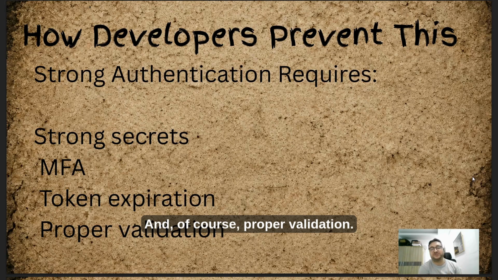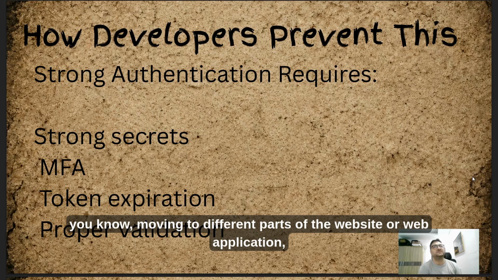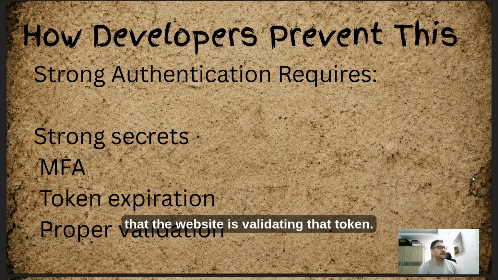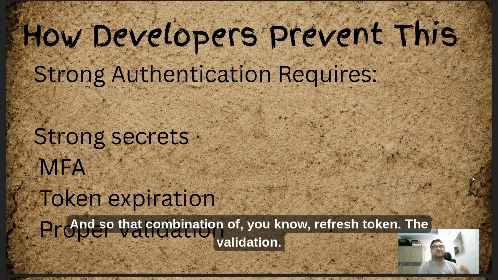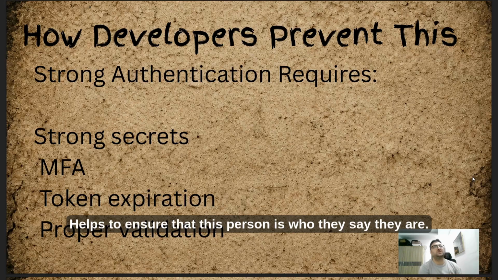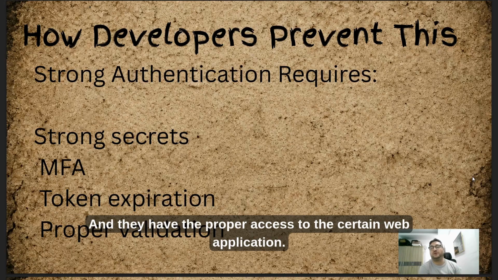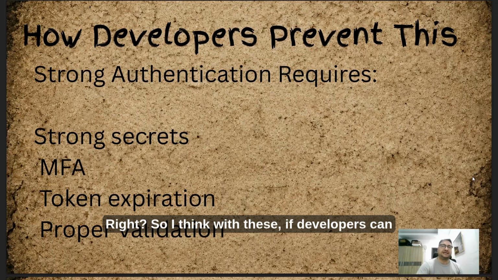And of course, proper validation. So we need to make sure that every time a user is logging in or they are moving to different parts of the website or web application, that the website is validating that token. And so that combination of the refresh token, the validation, stuff like this, helps to ensure that this person is who they say they are, and they have the proper access to the certain web application, right? So I think with these, if developers can take the time to do this, it's going to prevent a lot of financial loss and a lot less headaches.